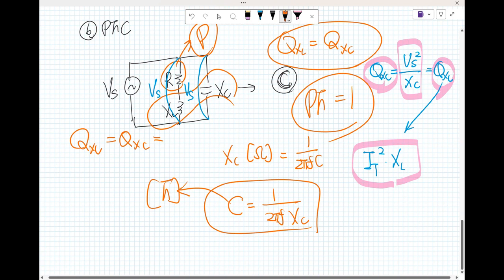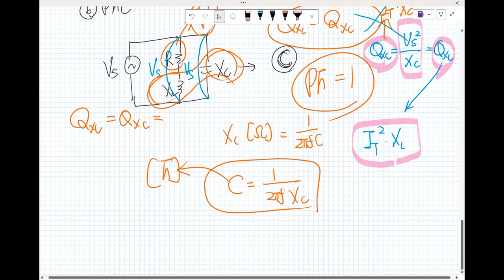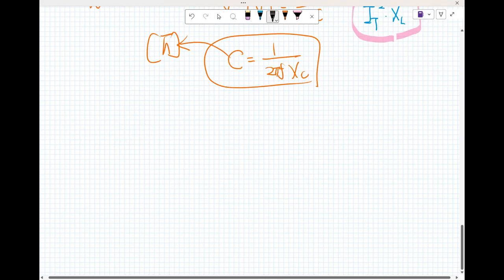Maybe I'm going to show you. For the Q sub X of C, a lot of students make the mistake of using I sub T squared X of C. No. Why? Because that is not I sub T. That one is I sub T minus I sub R. More complex. So I recommend using only the V sub S. You can calculate it to find this one, okay? All right, any questions?